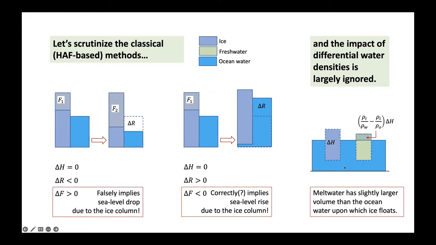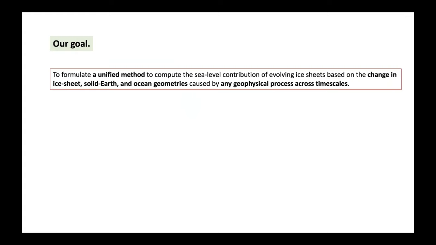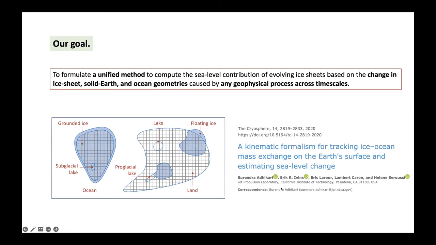So our goal here is to come up with a unified mathematical formalism that could be used to compute the sea level contribution of evolving ice sheets in an evolving system of ice sheets, solid earth, and ocean. The ice sheet, solid earth, and ocean geometries could be changed by any geophysical process, and it applies across time scales. So it's not a dynamics problem. It is purely a kinematic analysis. And this method was published a couple of years back in The Cryosphere.